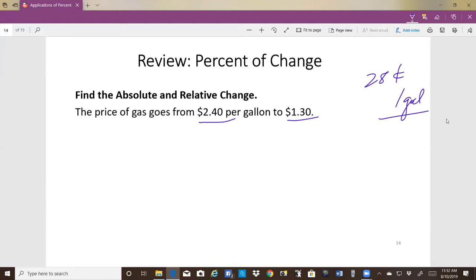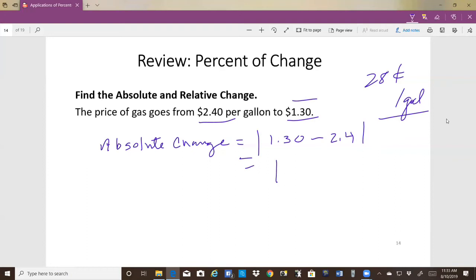Anyway, the absolute change, to get to the point, is going to be the absolute value of the ending amount, which is 1.30, minus the beginning amount, which is 2.40, which is the absolute value of minus 1.1. So the absolute value of that is $1.10. Price per gallon went down $1.10, which is good.